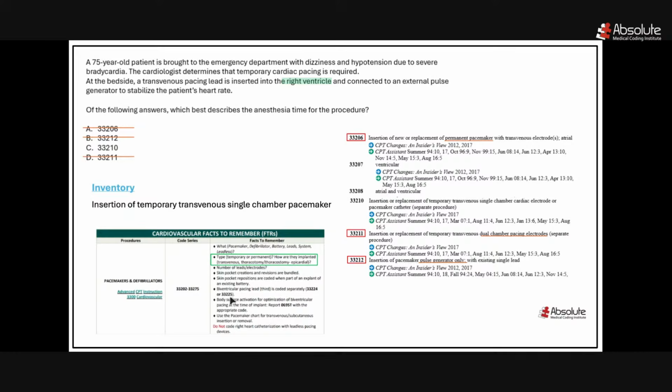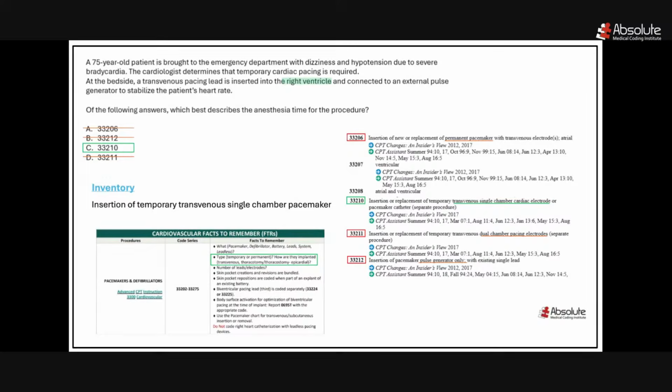Fantastic answers in the chat. Yes, it's mentioned that the transvenous pacing lead is inserted just into the right ventricle and it's only one lead. Absolutely correct. If one lead is being inserted into one chamber, that means it's a single chamber device, right? That's what we learned in the previous slide. Knowing that, I can eliminate option D, which codes for a dual chamber pacing electrode procedure. So that is incorrect, and the correct answer is option C, 33210. Excellent job, coders. Phenomenal job in the chat. Let's move on to the next question.